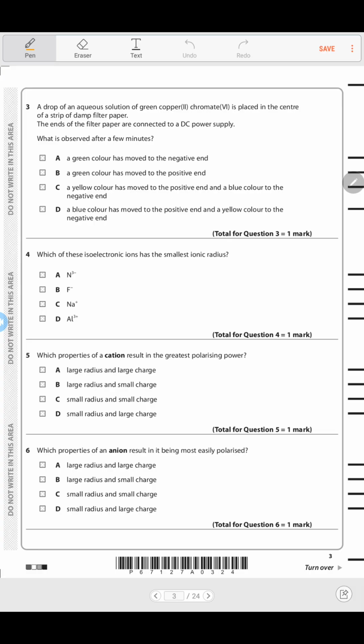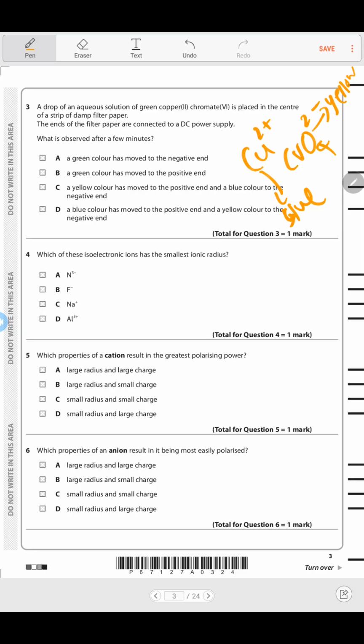A drop of aqueous solution of green copper 2 chromate. Guys, copper 2 chromate: Cu2 plus and CrO4 2 minus. Individual colors of them: copper 2 plus is blue and the chromate ion is yellow. The mixture of blue and yellow is green. That's why copper 2 chromate is green in color.